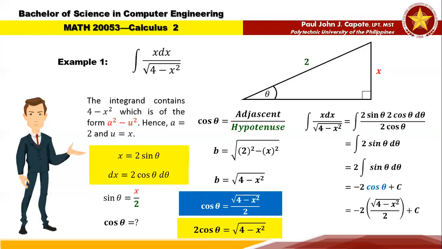And then we substitute the equivalent expression for cosine theta, wherein cosine theta is equal to the square root of 4 minus x squared over 2. Simplifying this expression, we get the final answer. The integral of x dx over the square root of 4 minus x squared is equal to negative square root of 4 minus x squared plus c.